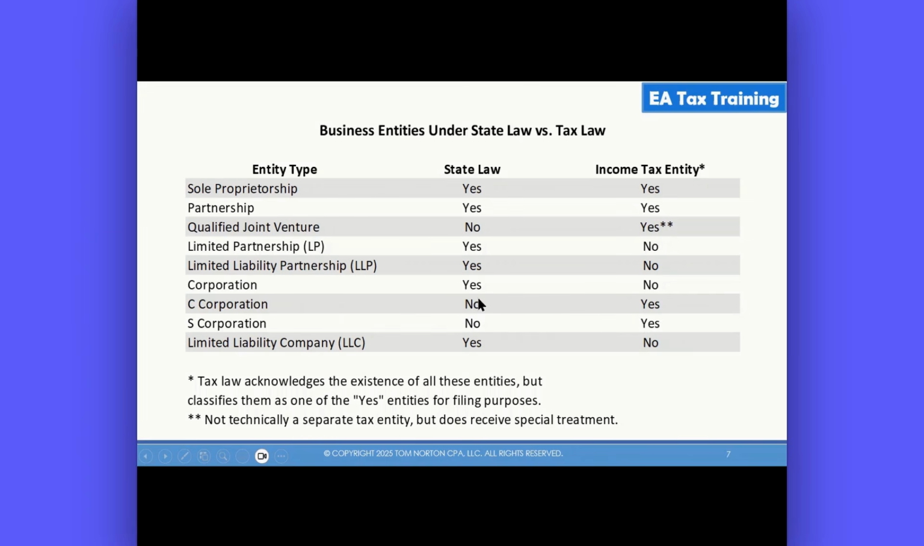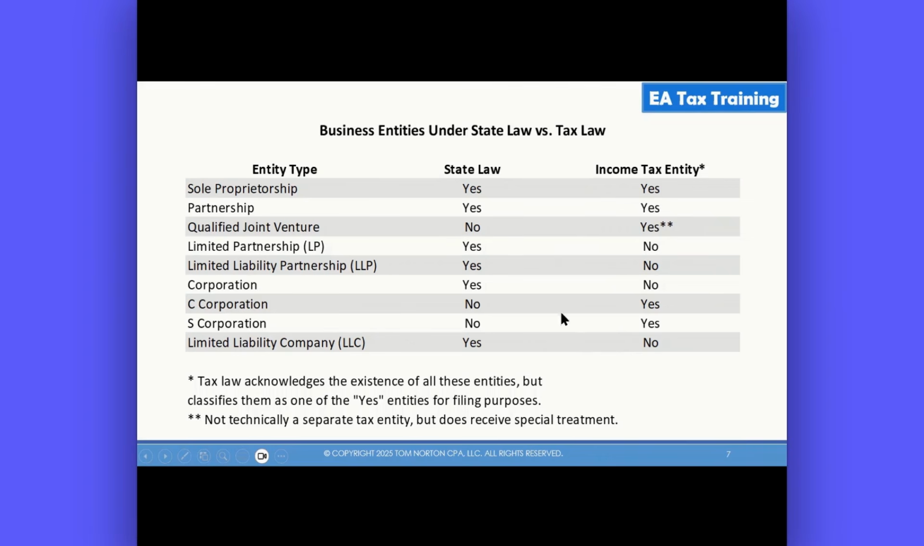If you go to the state, you're just going to form a corporation. You're not going to form a C corporation or an S corporation. Those are tax only concepts. And then finally, a limited liability company is an entity that you form under state law, but there is no such thing as an LLC tax return.